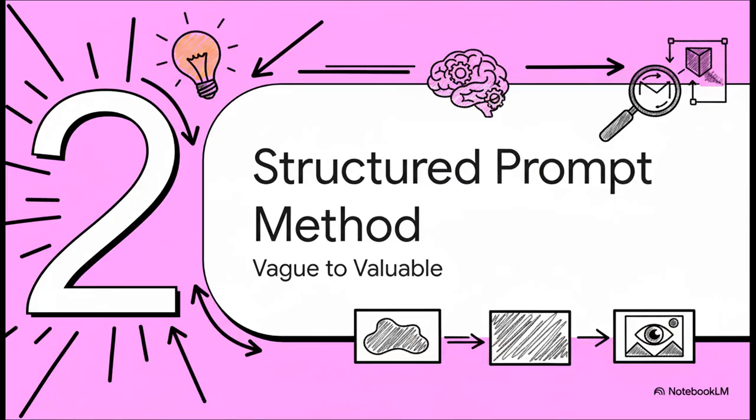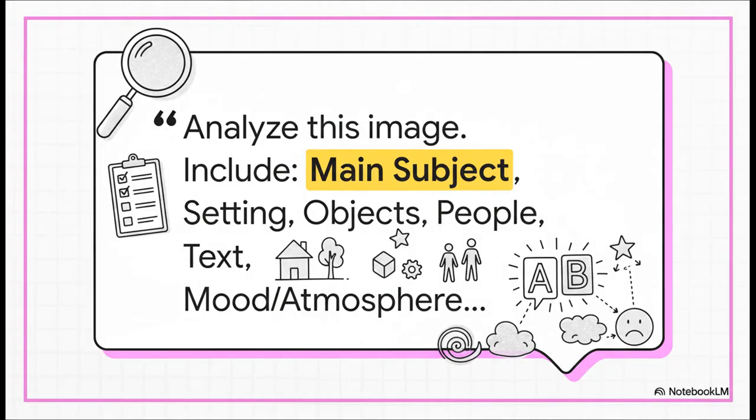So, how do we fix this whole mess? The solution is what we're calling the structured prompt method. This is how we turn those vague, useless questions into genuinely valuable answers. Let's actually see it in action. See the difference here? It's night and day. Instead of just a lazy question, we're giving the AI a checklist. We're telling it exactly what to look for, broken down into specific categories: the main subject, the setting, the objects, any text, and even the mood.